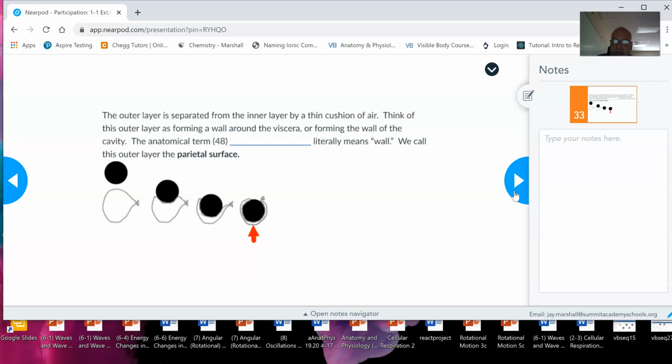The outer layer is separated from the inner layer, in this case by a thin cushion of air, and if you think of this outer layer as forming a wall around the viscera, okay, so the inner layer is the visceral layer, but this outer layer forms a wall around the cavity, and the anatomical term parietal literally means wall. So we're going to call this the parietal surface. Okay, this is going to be the parietal surface.